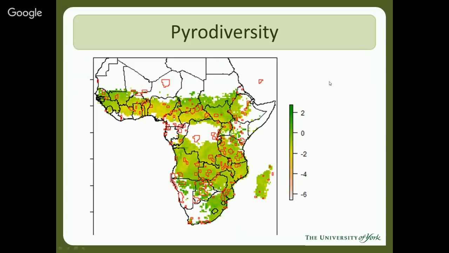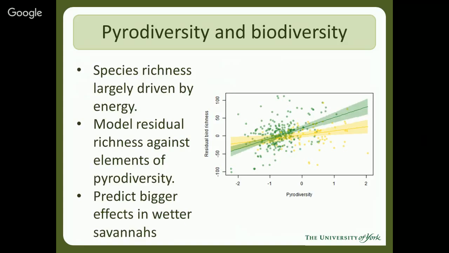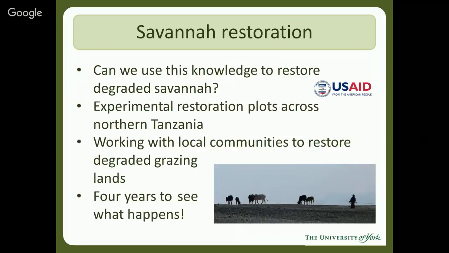That's the savannah thing, and we can see that pyrodiversity is highest in some of these darker green areas around the dry fringes. And we can then relate that to the diversity of species across the continent. We know that across the continent, the species richness is largely driven by energy, but once we've explained that, we find sometimes quite strong relationships between the richness of these bird species or mammal species in relation to the diversity of fire that is happening in an area. So that is telling us something about pyrodiversity and its impact on ecology at the continental scale.